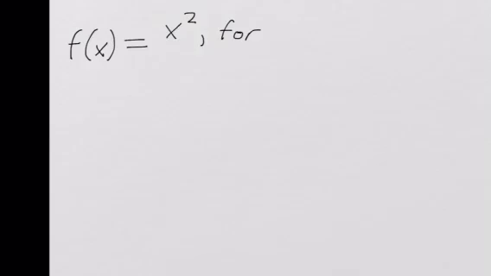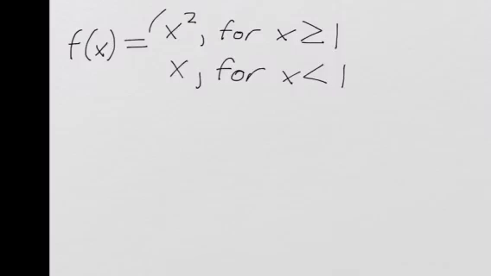In this video, we're going to take a look at the idea of a piecewise defined function. So I can give you a function that looks like f of x equals x squared for x greater than or equal to 1, and we'll say it equals x for x less than 1. And we put a little brace here to indicate that those things are put together.